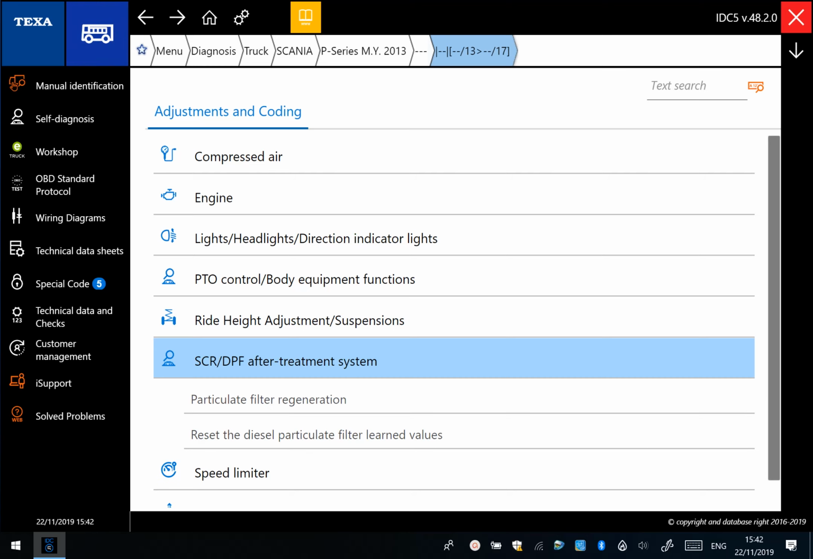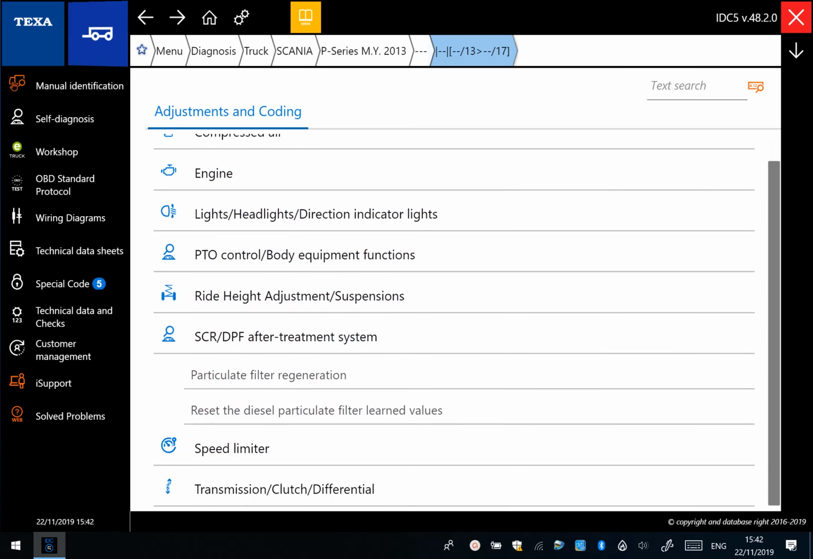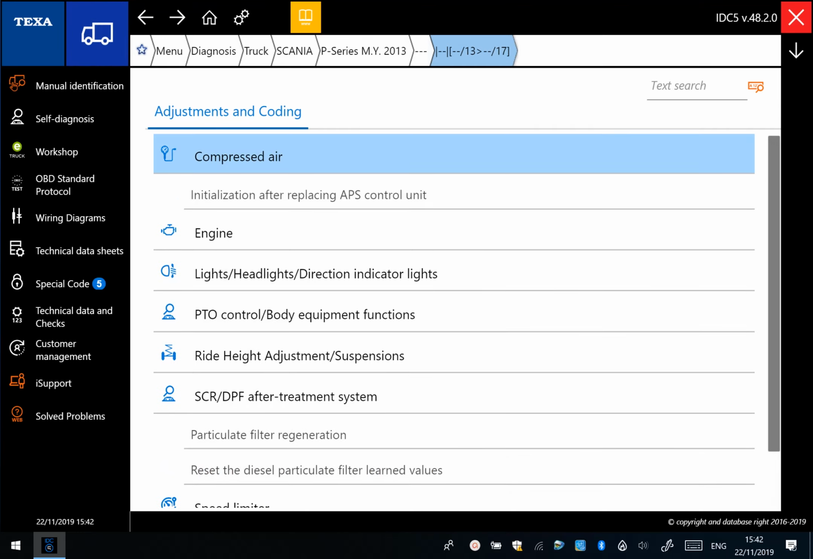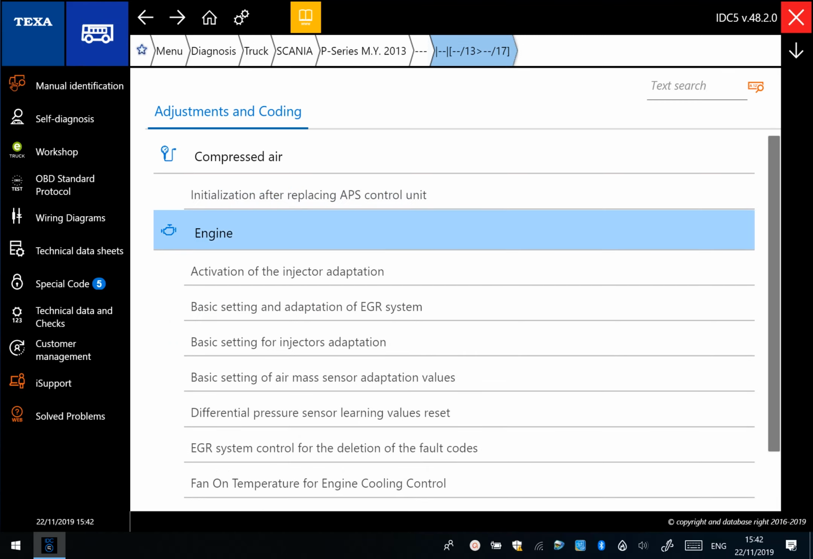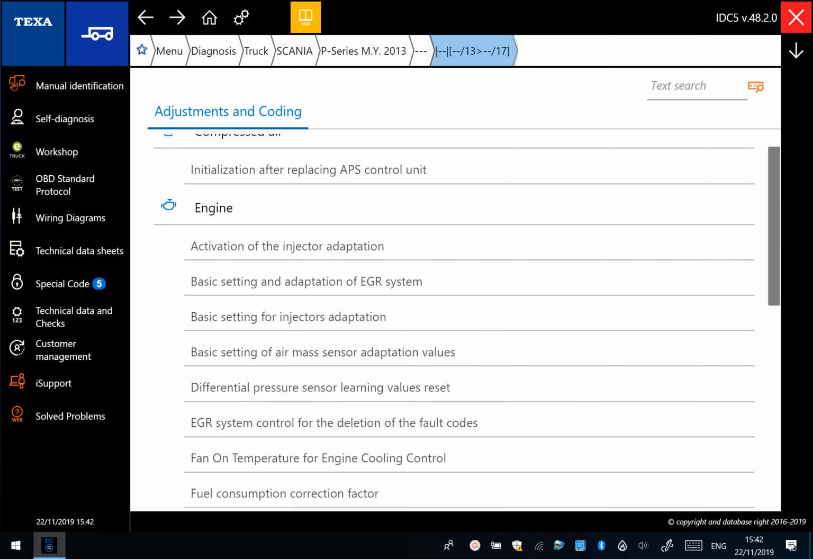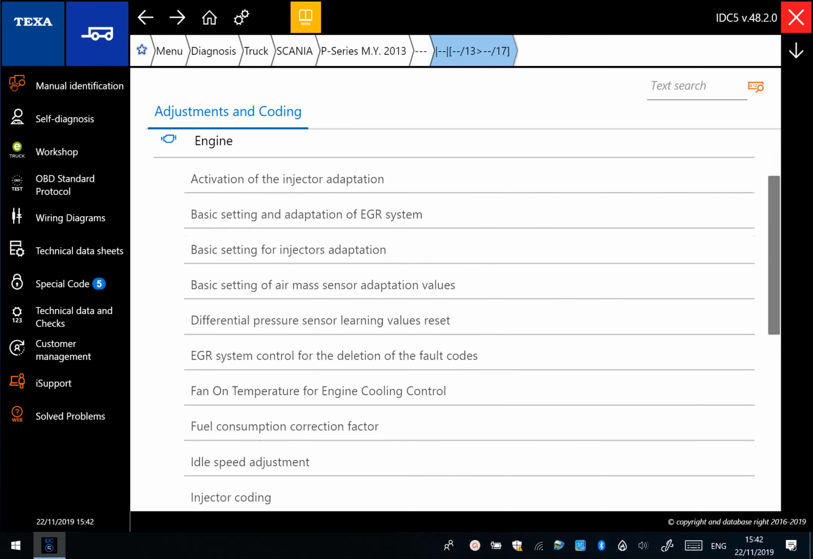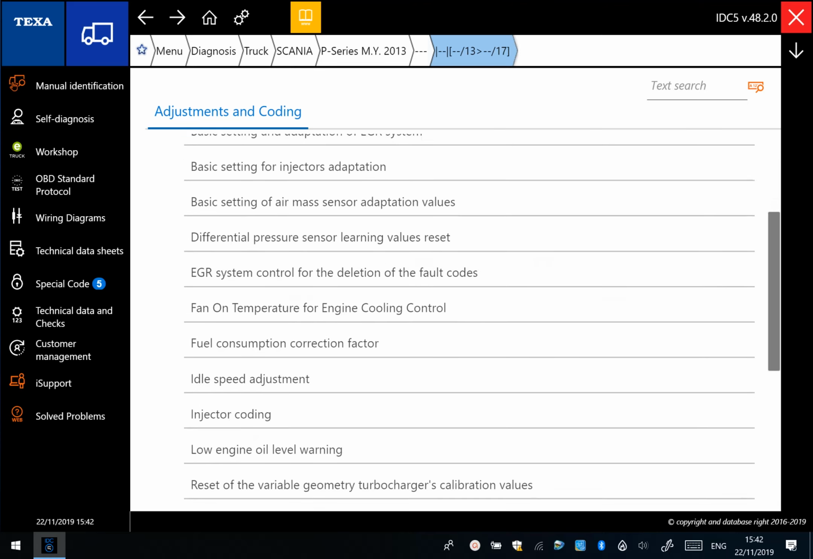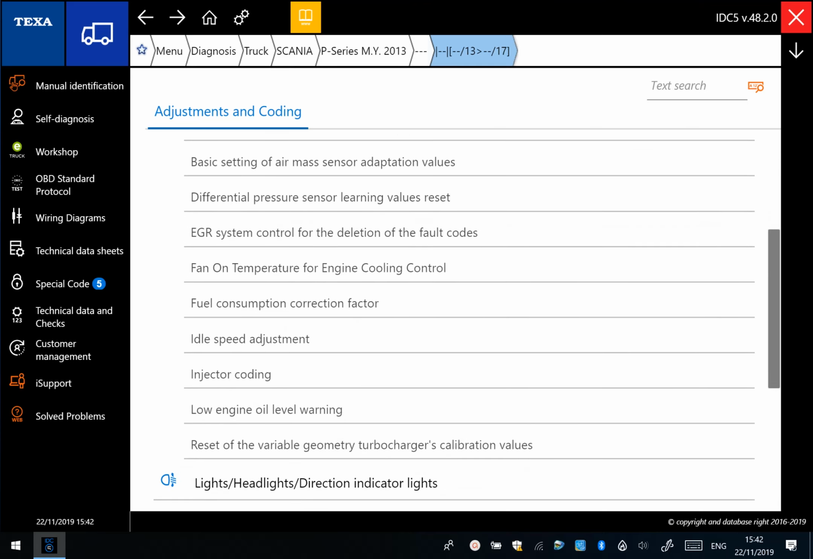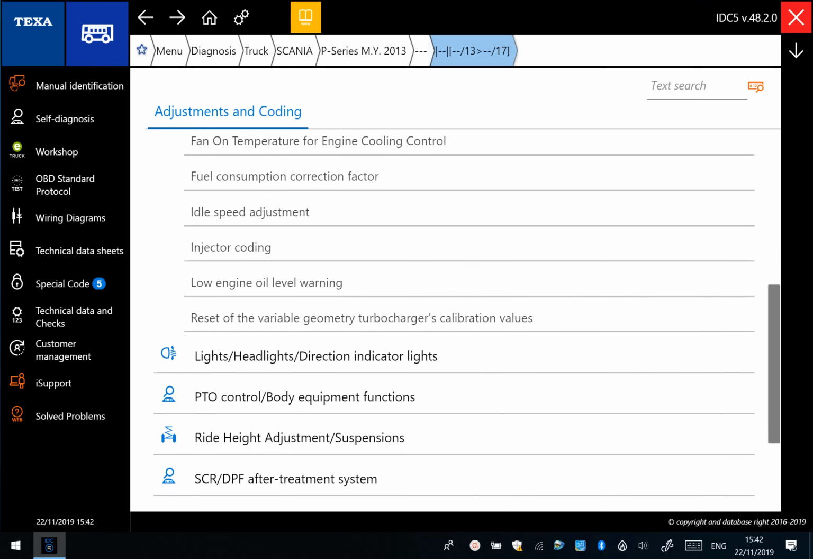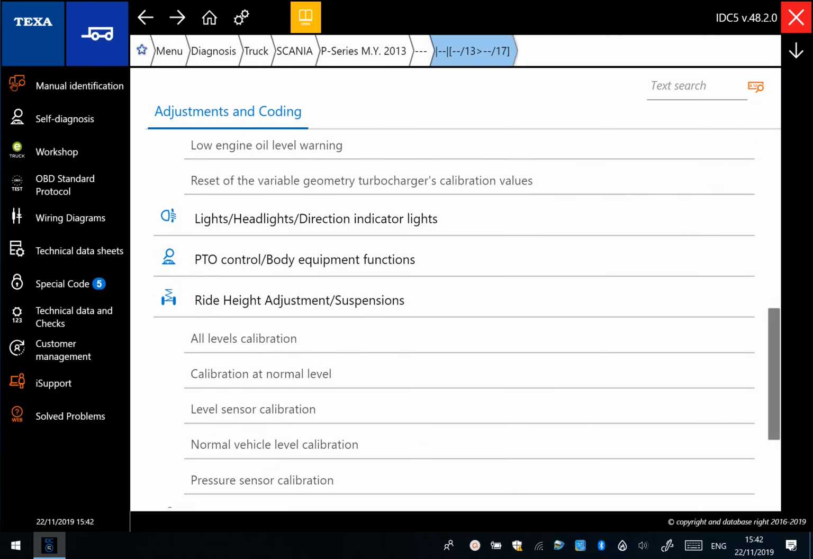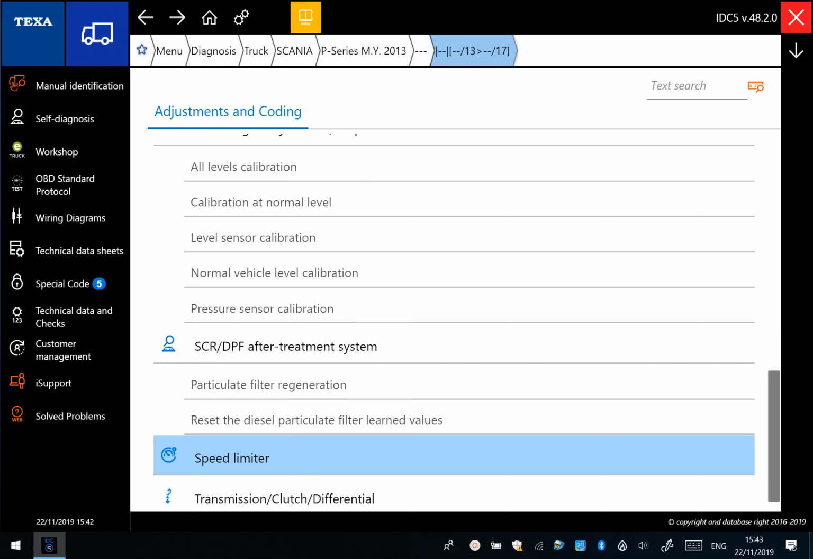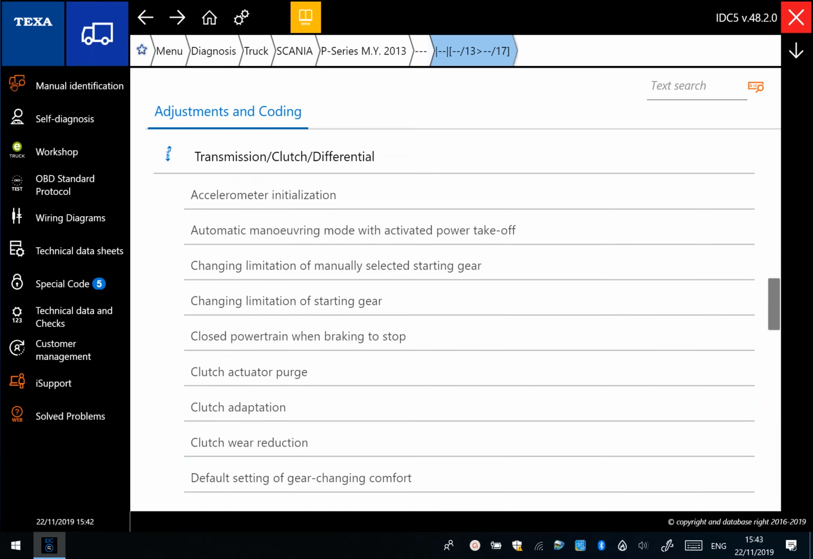So to give you an idea, we'll go to the SCR again. So again, you've got DPF regeneration and filter learned values. Go back up to the compressed air system. So initialization after replacing APS control unit, so that's possible. Engine, again, we've got injector adaptation settings, EGR, deletion of fault codes, injector coding, again, reset of the calibration values on the turbos, down to ride height again. So some of these are similar to the tests that we carried out, but these are the actual settings that you're going to be able to change.